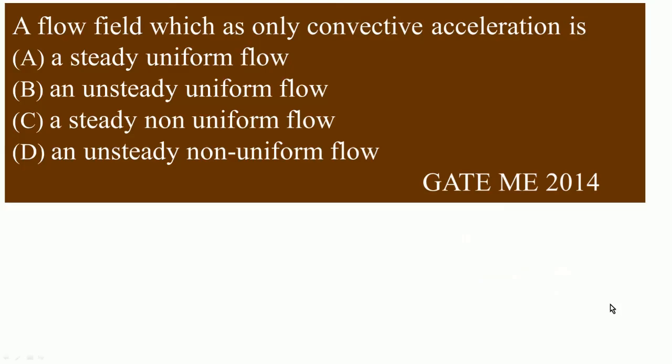There is a question which came in GATE 2014, which says that a flow field which has only convective acceleration is... What is the answer, students? The answer here is C, which is a steady and non-uniform flow. Since it has a convective acceleration component, it has to be non-uniform, and since it has only convective acceleration, the temporal acceleration is 0. That means it is a steady flow.